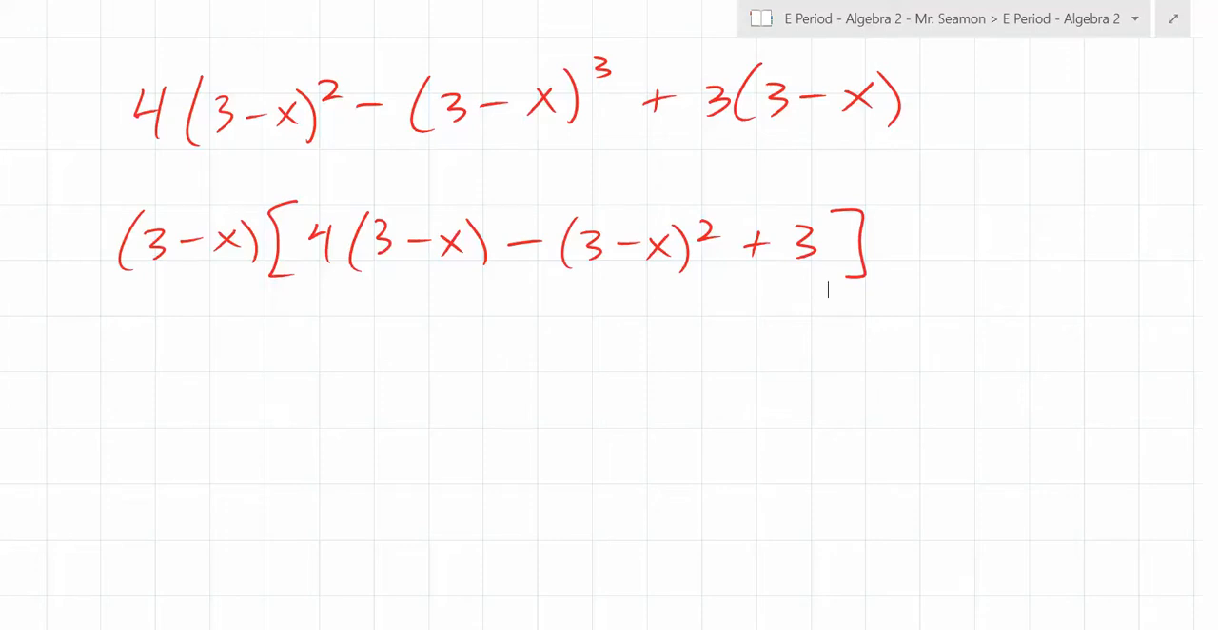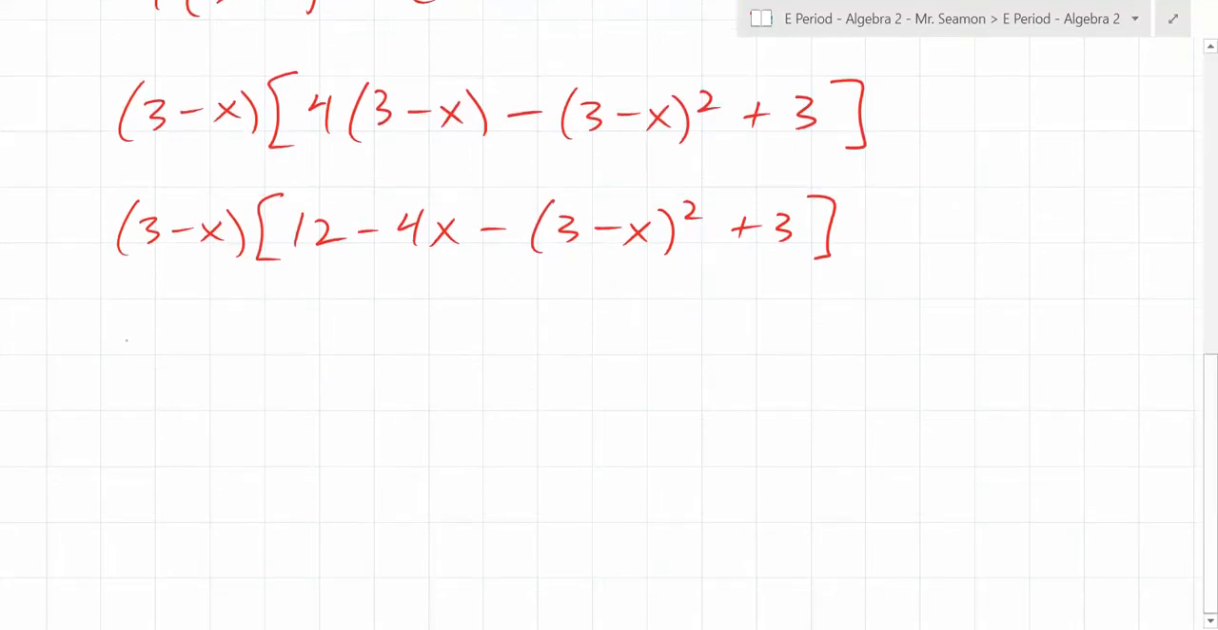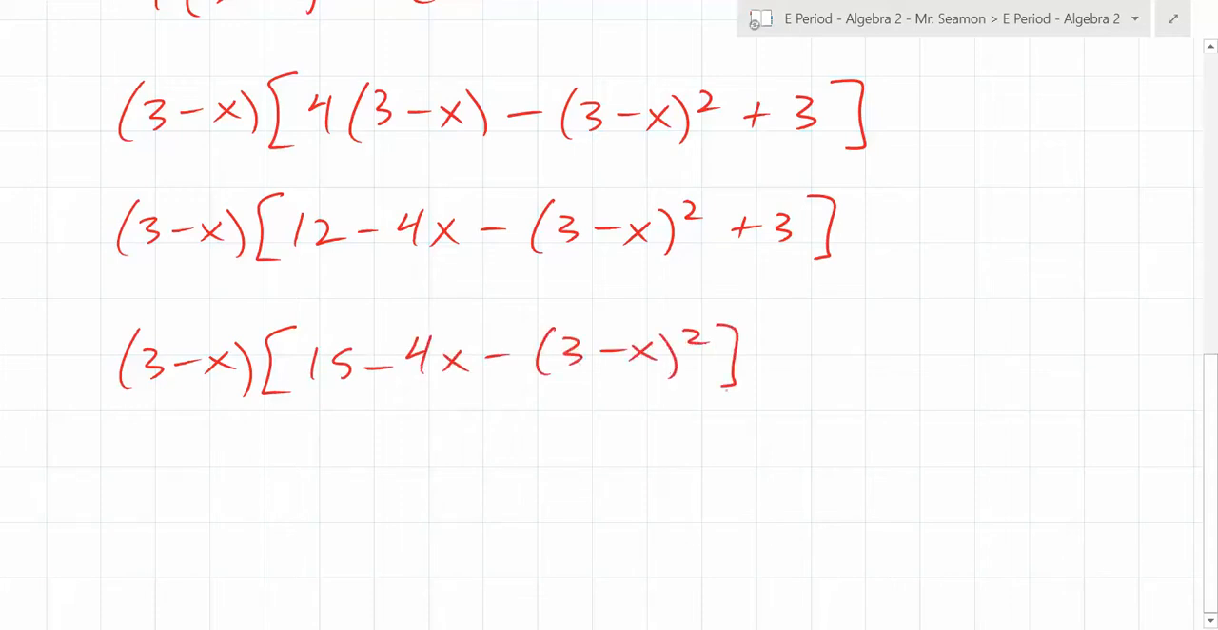Yeah, Aubrey. So you could actually distribute what's in there, right? So you could do 3 minus x times, what do you get? 12 minus 4x minus 3 minus x squared plus 3. Now what do you want to do? Oh, 3 to 12, so you get 3 minus x times 15 minus 4x minus 3 minus x squared. Like that? Are we done?